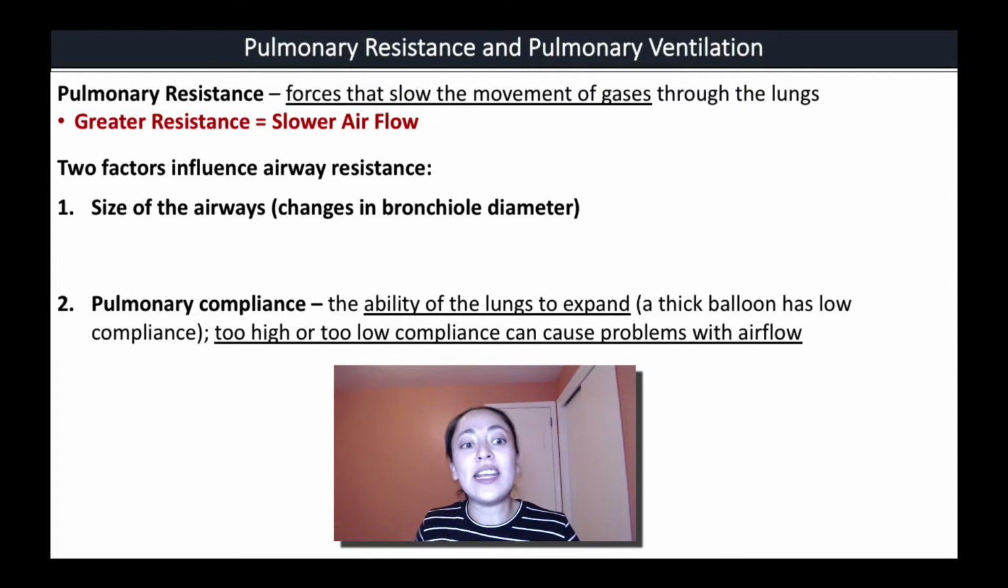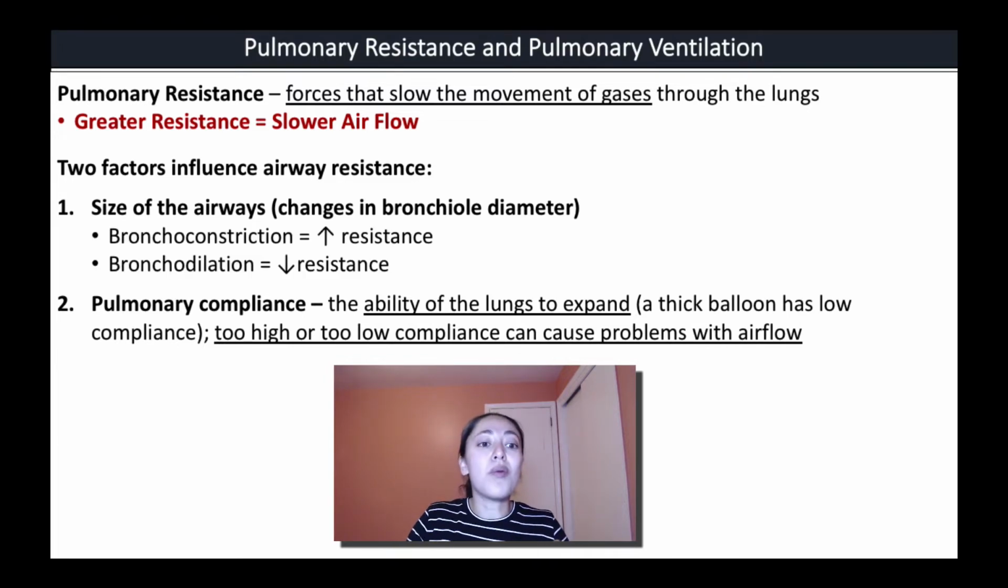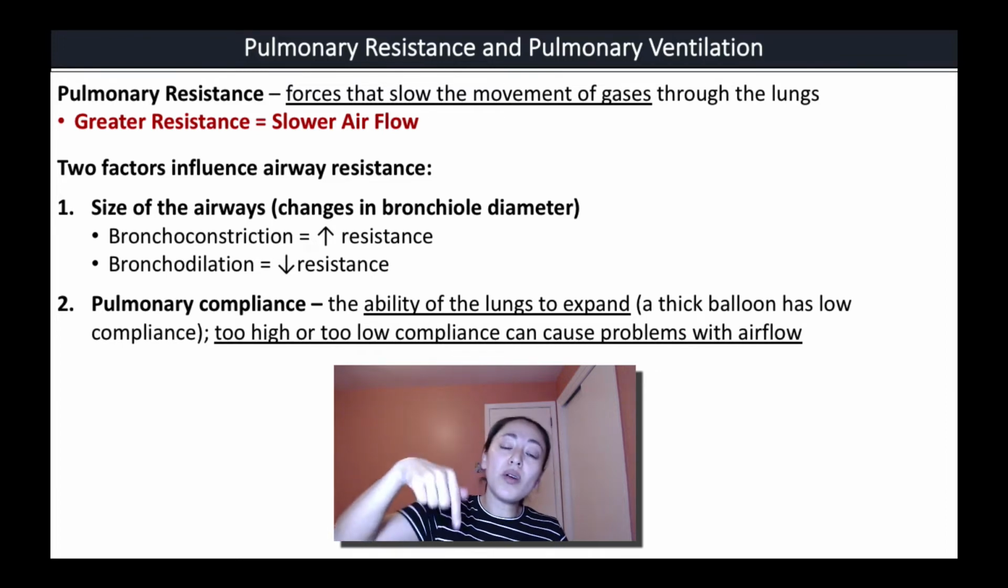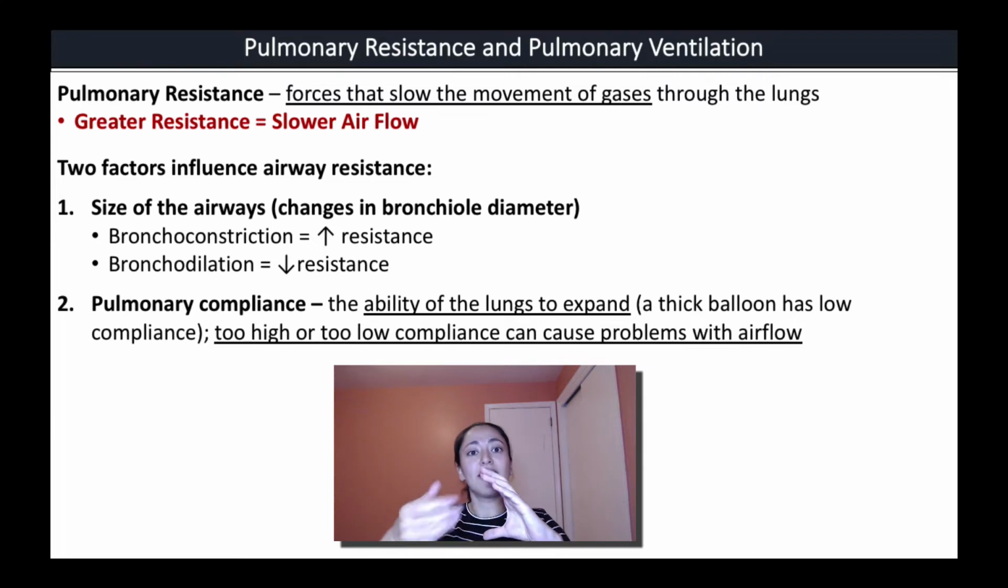There are two factors that influence airway resistance. The first is the size of your airways. For example, changes in bronchial diameter can affect how easily air enters and leaves your lungs. Bronchoconstriction, whenever the bronchioles get narrower, increases resistance and decreases airflow. When you have bronchodilation and the bronchioles get a larger diameter, that would lower resistance because it lowers the amount of friction, right? Air can flow easier in that way.